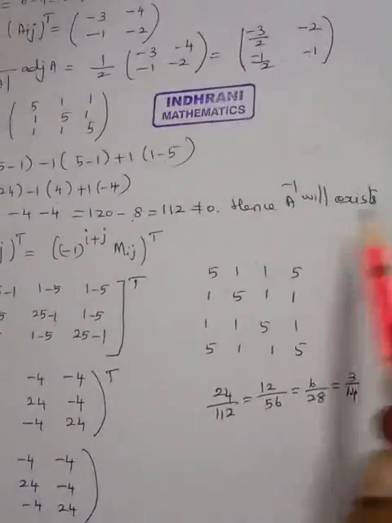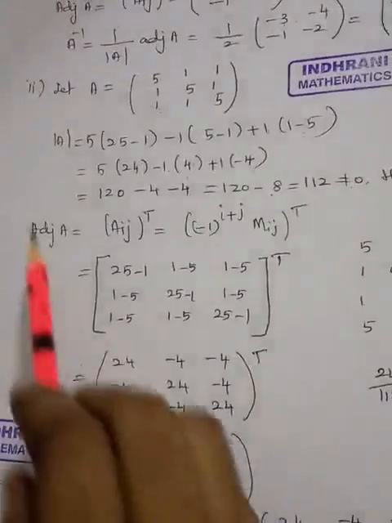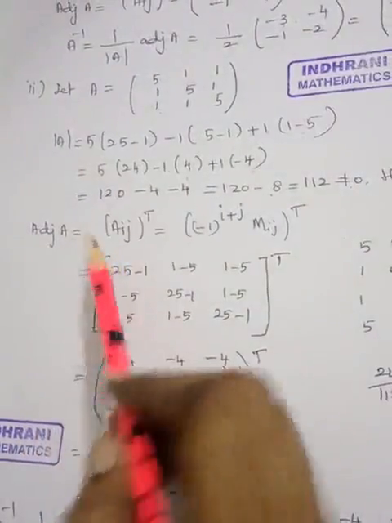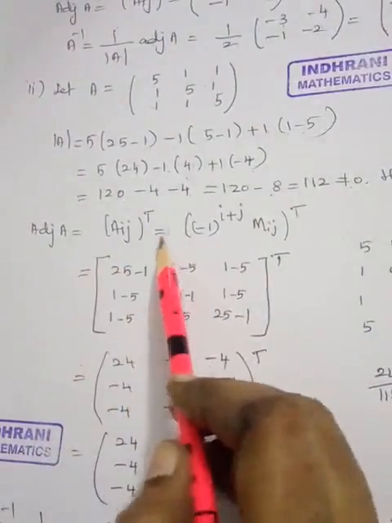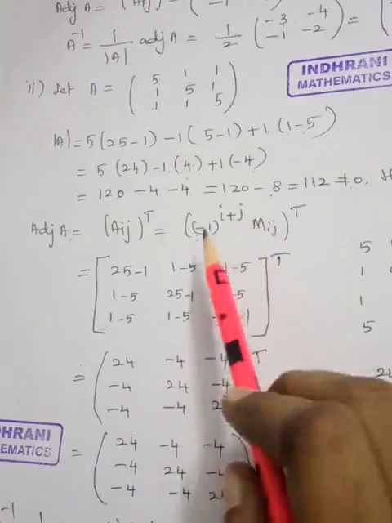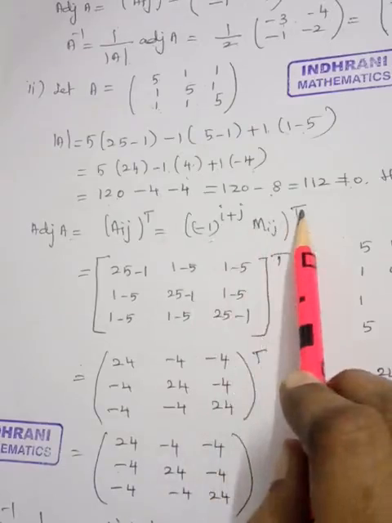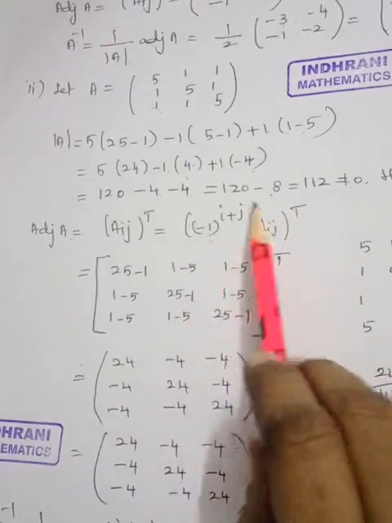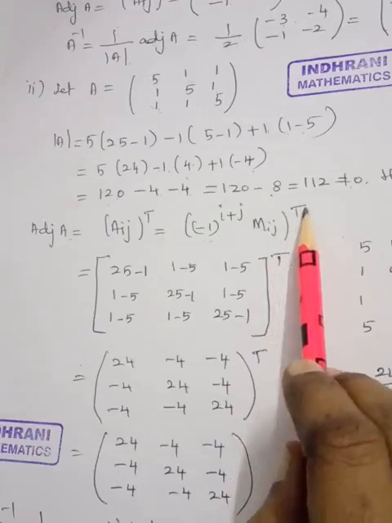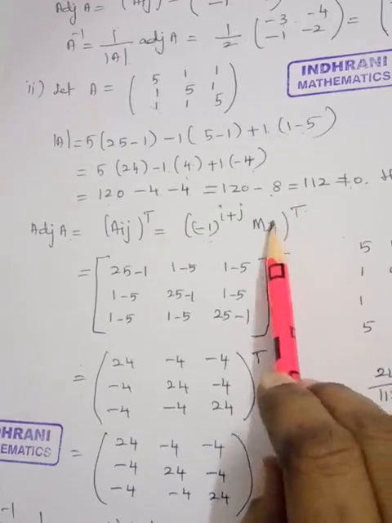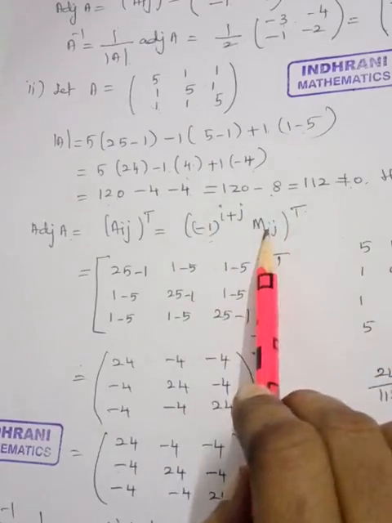Now we are going to start with the adjoint of A. The formula for the adjoint of A is the matrix of Aij, whole transpose. What is Aij? That is called the signed minor. That is nothing but (minus 1) power (i plus j) into Mij, whole transpose. That is (minus 1) power (i plus j) into the minor, whole transpose.